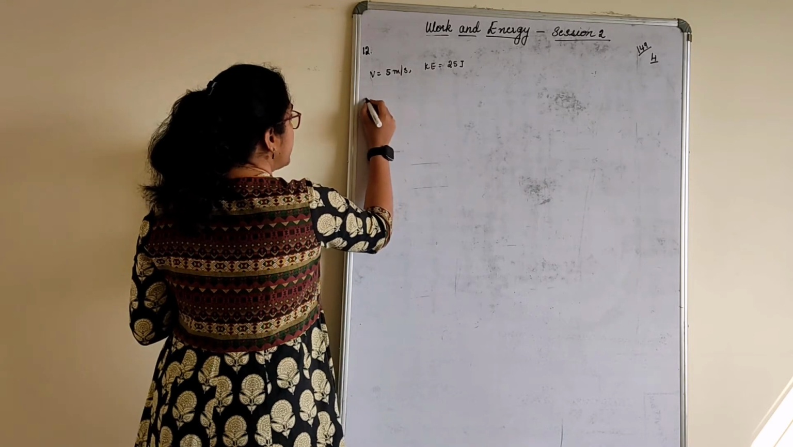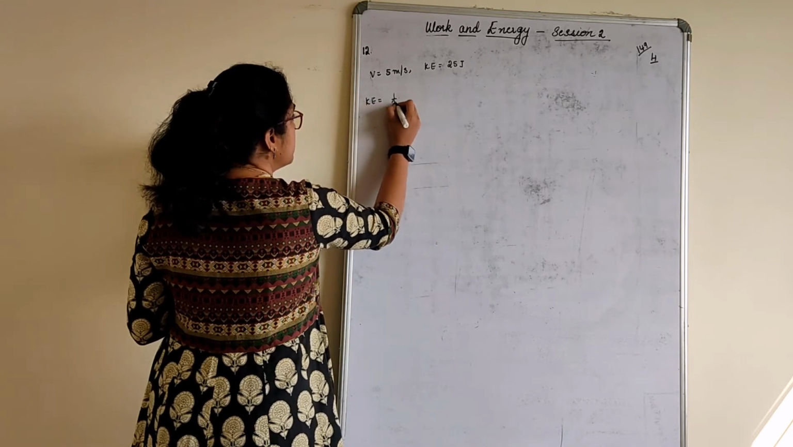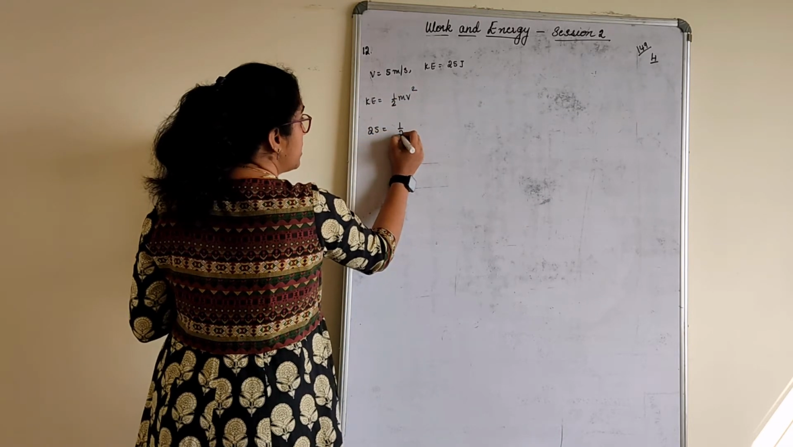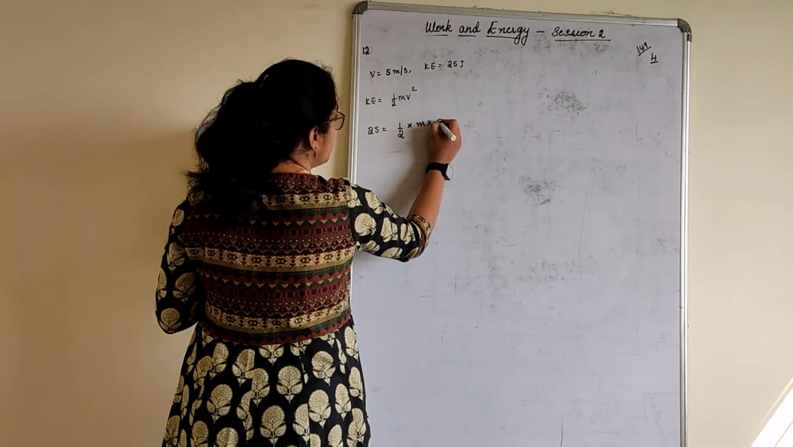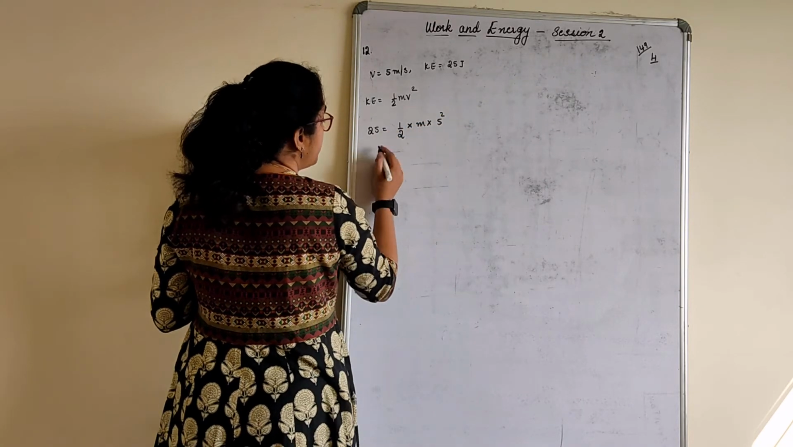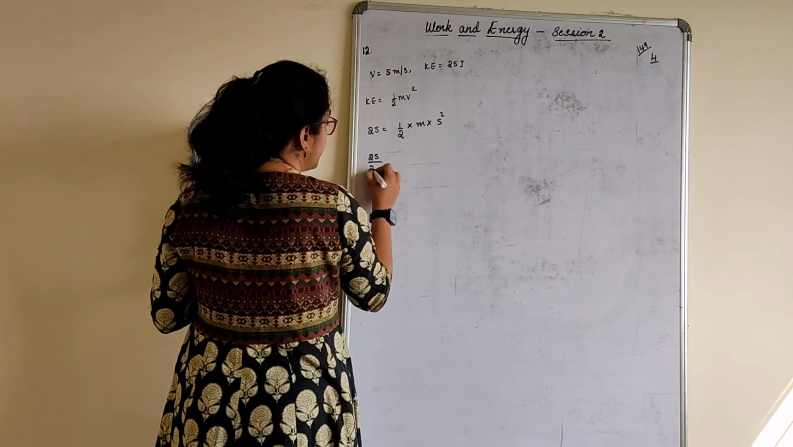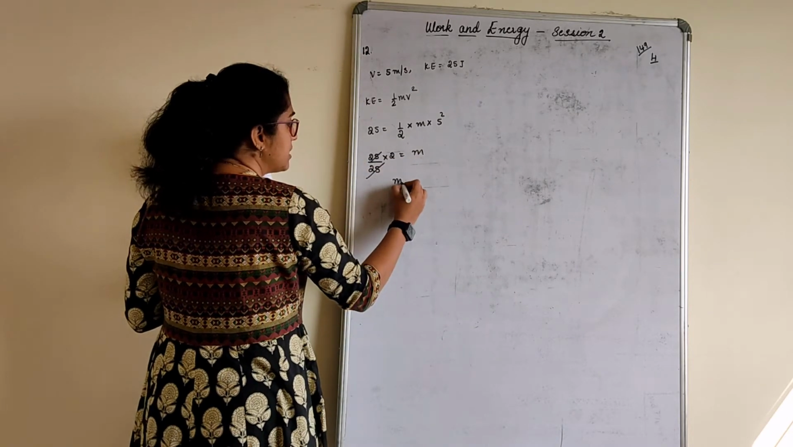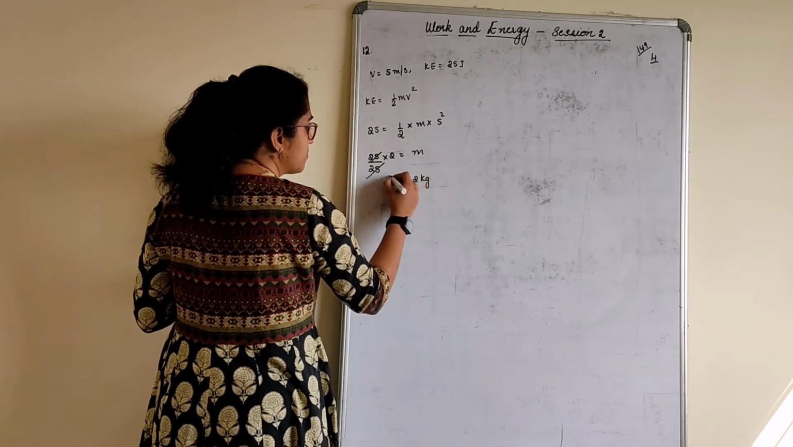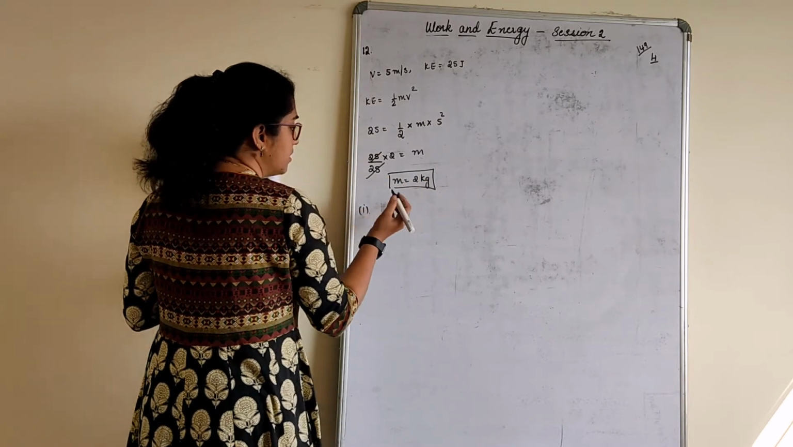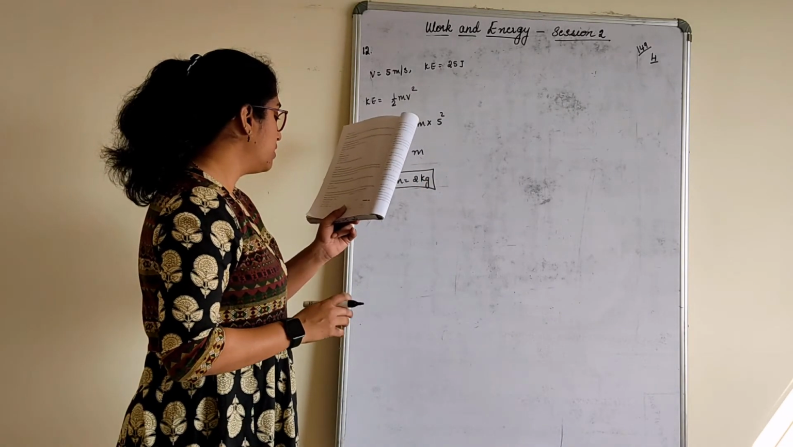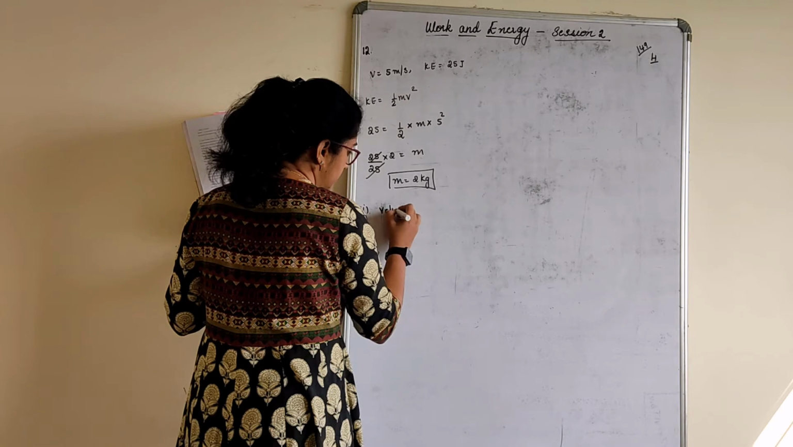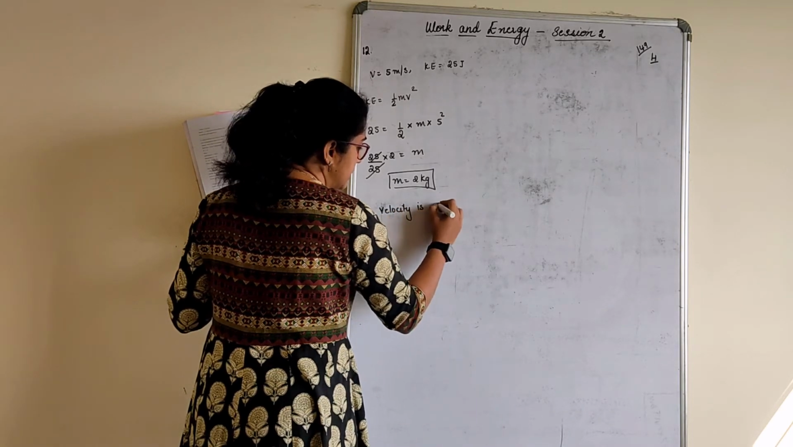Kinetic energy is given as half m v square. Kinetic energy is given as 25. I'll first find the mass. 25 into 2 by 25 is equal to m, correct? So mass is equal to 2 kg. Now the actual question begins. What is the kinetic energy when its velocity is doubled? Velocity is doubled.